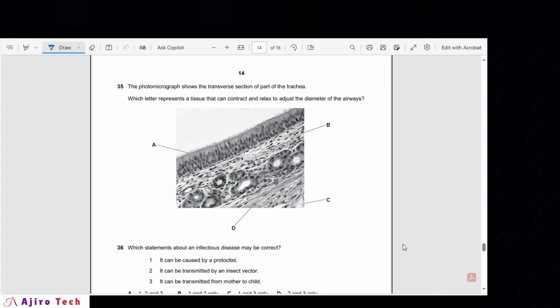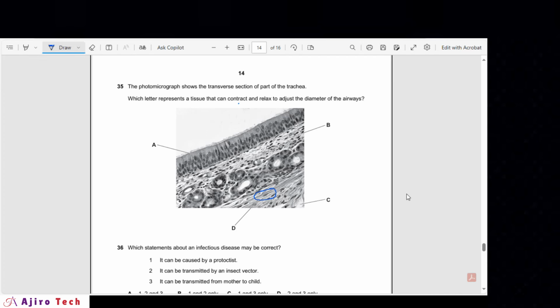The smooth muscles can contract and relax to adjust the diameter. What we just looked at, here we have which letter represents the smooth muscle. That's what we are asking directly. When you look at this place, so we'll move on to the next one.